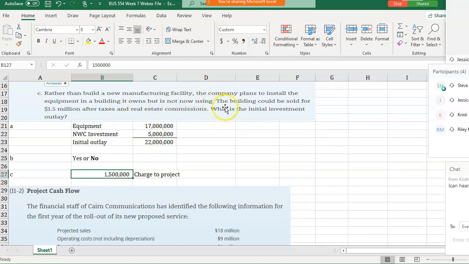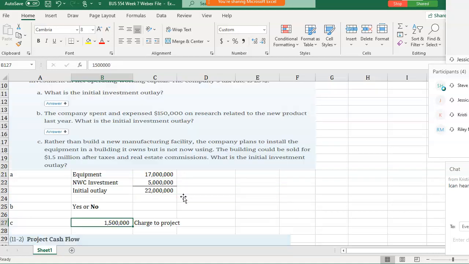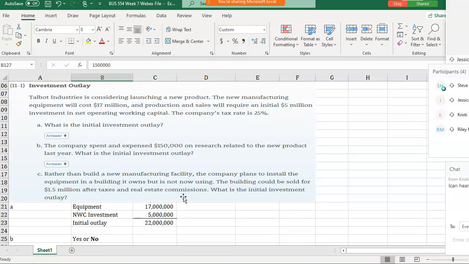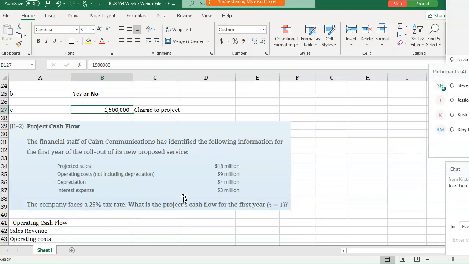In part C, if that was the scenario, my cash outlay would be the sum of 22 plus 1.5. Okay, so there will be information in your chapter. There will be questions in MindTap about opportunity cost and sunk cost. That's kind of what the point of this particular question was about, to help us figure those out.